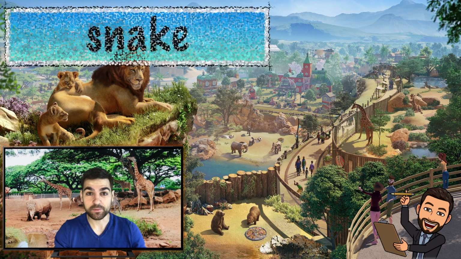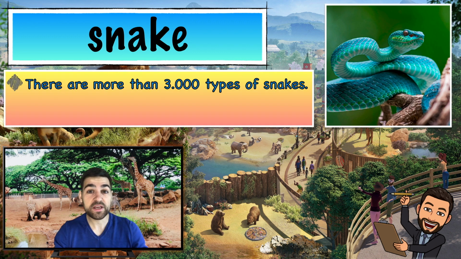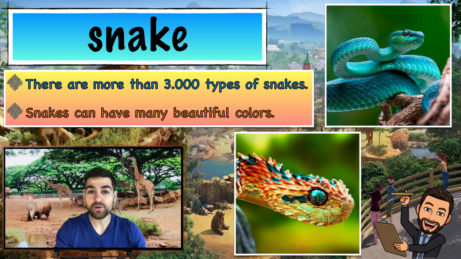Our next animal is also one of my favorites. It's the snake. And there are more than 3,000 different types of snakes. So not as much as spiders, but more than monkeys. And snakes also have very beautiful colors. So in that first picture, you can see a snake that has different types of green, light green and darker green. And then the second picture, we have a beautiful snake with orange and green colors.